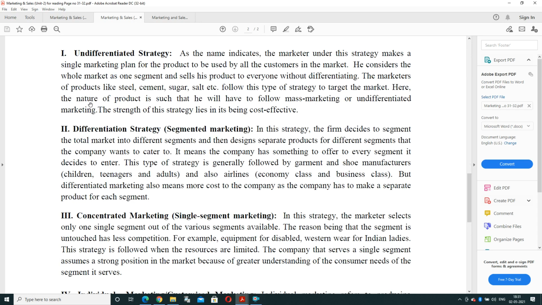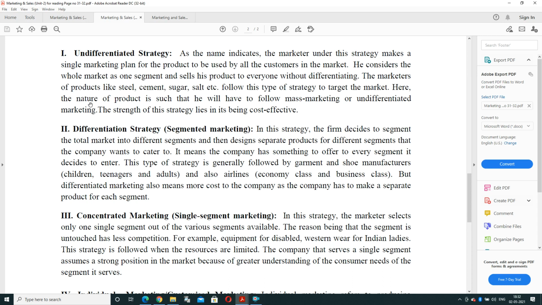Next is concentrated marketing, that is also known as single segment marketing. In this strategy, marketers select only one single segment out of the various segments available. It means different segments are there, but they will produce for only a specific segment. The reason is that the segment is untouched and has less competition. It means competition is very less. Examples are equipment prepared for disabled persons, or western wear for Indian ladies.